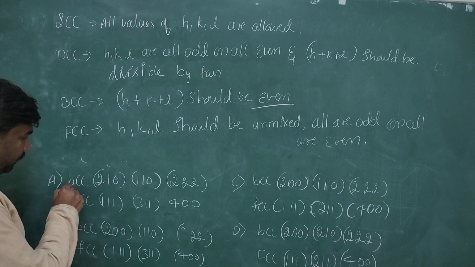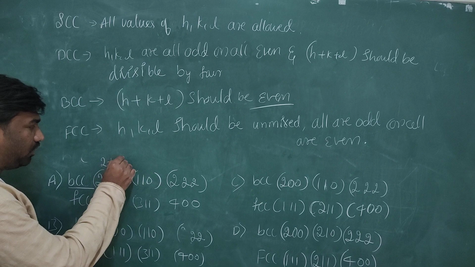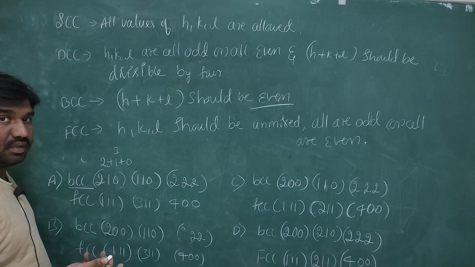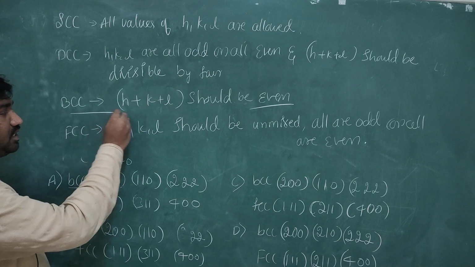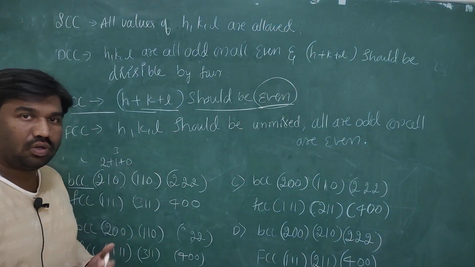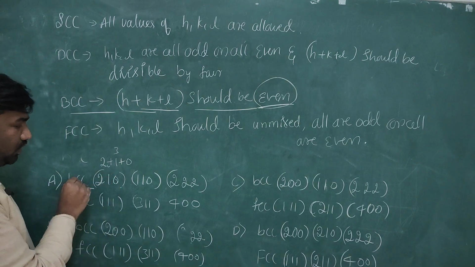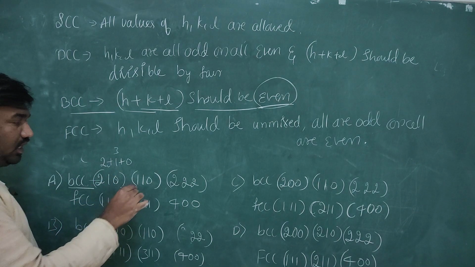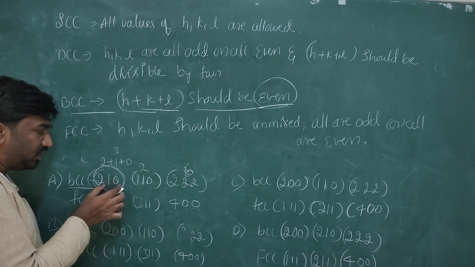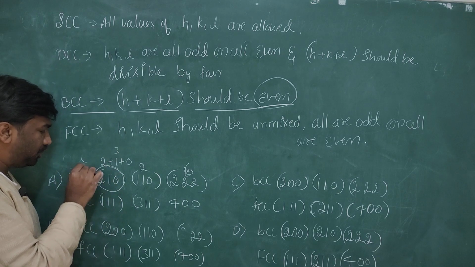For example, in BCC, if we add 2 plus 1 plus 0, we get 3. But our condition for BCC is that h plus k plus L should be even. It may be 2 or 4 or 6 or 8, something like that. But here we get 3, so this is not a correct option. Here we will get 2, here we will get 6, but in the first Miller indices group, we will get 3. So, this option is not correct.